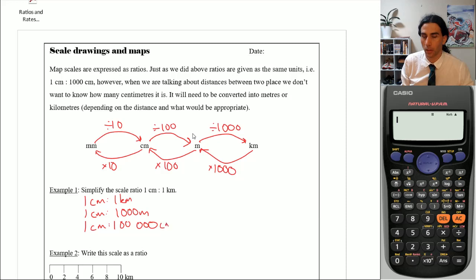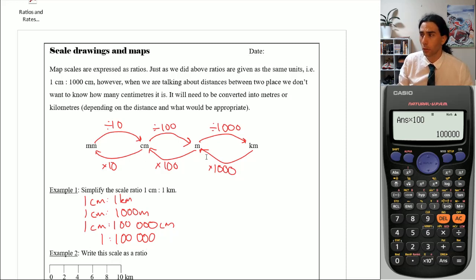100,000 centimeters. So if you were to do that on your calculator, if you weren't confident, you'd go 1 and then you times it by 1,000. 1 lot of 1,000 is 1,000. And you times that by 100. And it gives you that answer. But we just had 3 zeros because we times by 1,000. When we times by 100, add another 2. So we got that there. And now they're the same. So at this point, you can get rid of the centimeters. So the scale is 1 to 100,000 there.